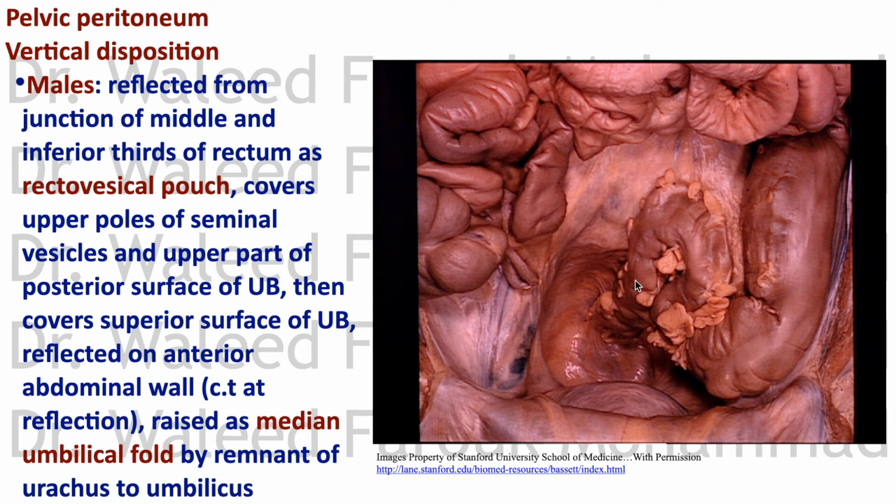peritoneum covers the sigmoid and the rectum, and then is reflected on the back of the urinary bladder, the upper part of the surface of the urinary bladder, together with the upper parts of the seminal vesicles, and then covers the superior surface of the urinary bladder, and then reflects on the anterior abdominal wall, raising the median umbilical fold by the urachus. This is how the peritoneum behaves in males. The rectovesical pouch, don't forget that, and we'll see that in a sagittal section later. This is the vertical disposition in males.